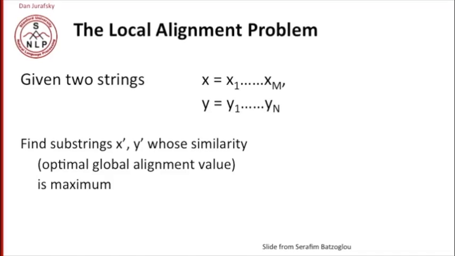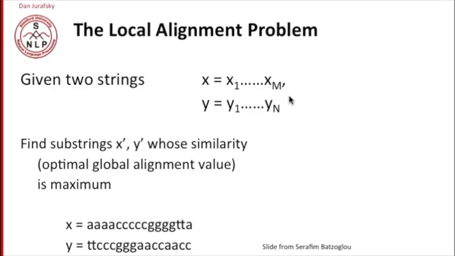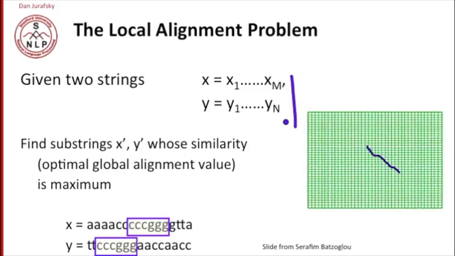A similar extension of the Needleman-Wunsch, or the standard dynamic programming algorithm for string edit distance, is the local alignment problem. So here's the local alignment problem. We have two strings, x of length m and y of length n, and we want to find two substrings whose similarity is maximum. So imagine that here's x and here's y. Out of these two strings, we'd like to find these substrings CCC, GGG. That's the largest similar substring.